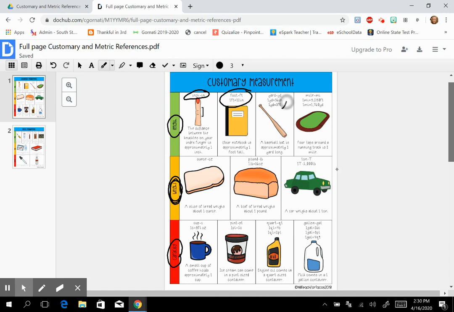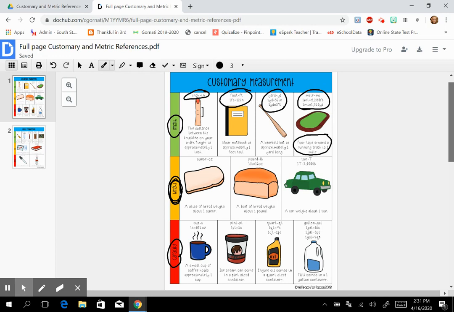Then we have a yard. A yard is about as long as a baseball bat. And then last, the longest is a mile. And when we're talking about miles, we usually talk about distances between places. This picture talks about running. So if you run 1 mile, that's actually 4 laps around the football field on the track. 4 laps around is 1 mile.